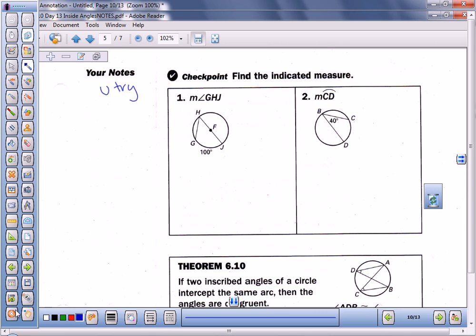Okay, so GHJ is this angle here, which is half the intercepted arc. Did you get 50 degrees? All right, the measure of arc CD is going to be twice the inscribed angle, so it's going to be 80 degrees. Any questions?